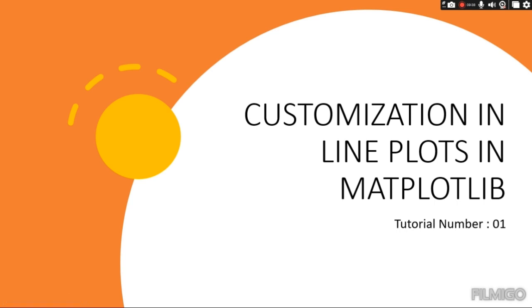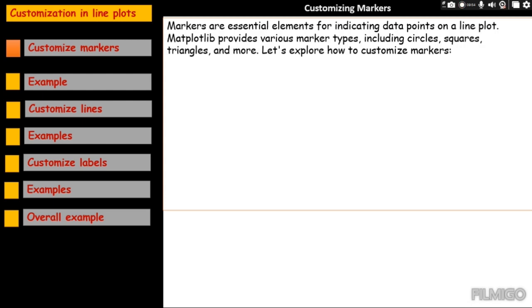In this section we are going to do 4 examples. Each example demonstrates customizations on markers, lines, labels and texts, and finally we are going to do an overall example. So first let's start with customizing the markers. Markers are essential elements for indicating data points on a line plot. Matplotlib provides various marker types, including circles, squares, triangles, and more. Let's explore how to customize markers.